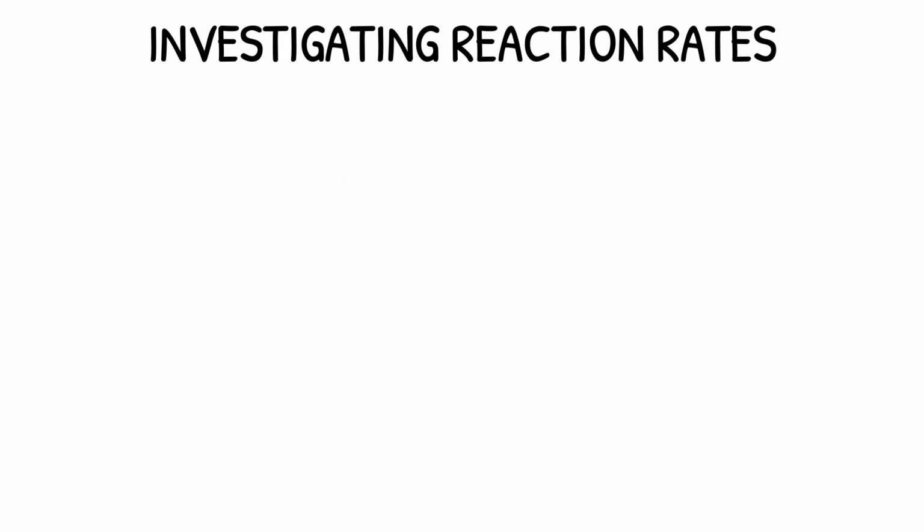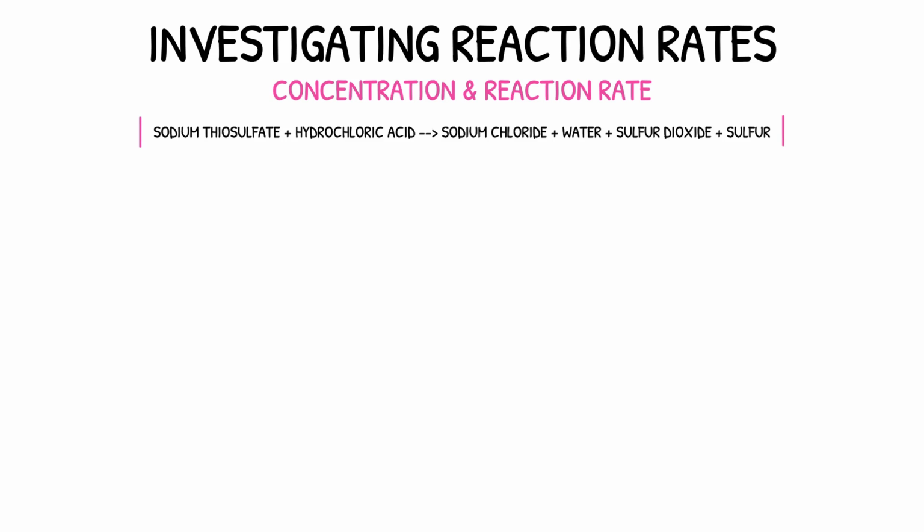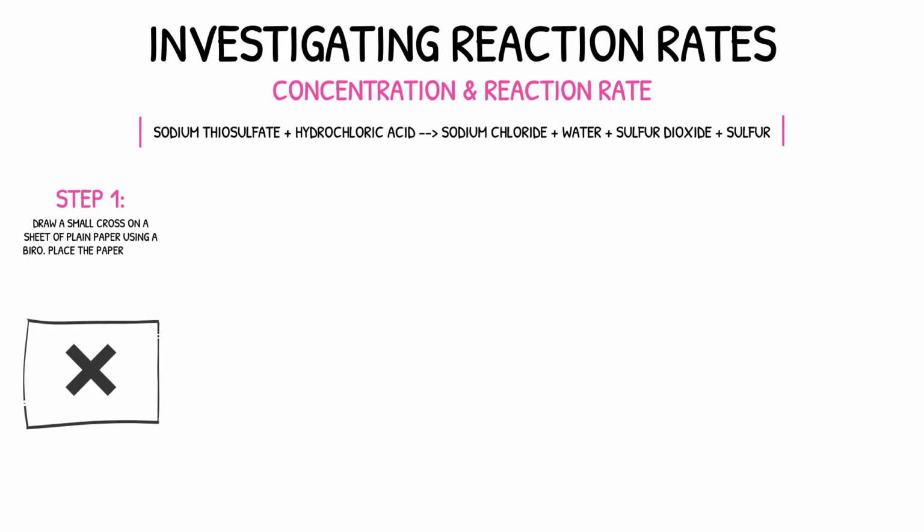We can investigate the effect that the concentration of the reactants has on the rate of reaction via the chemical reaction between sodium thiosulfate and hydrochloric acid, which produces sodium chloride, water, sulfur dioxide, and sulfur. This practical adopts the disappearing cross method, which is dependent on observable colour changes. To start, a small cross is drawn on a sheet of plain paper and placed onto a flat surface.